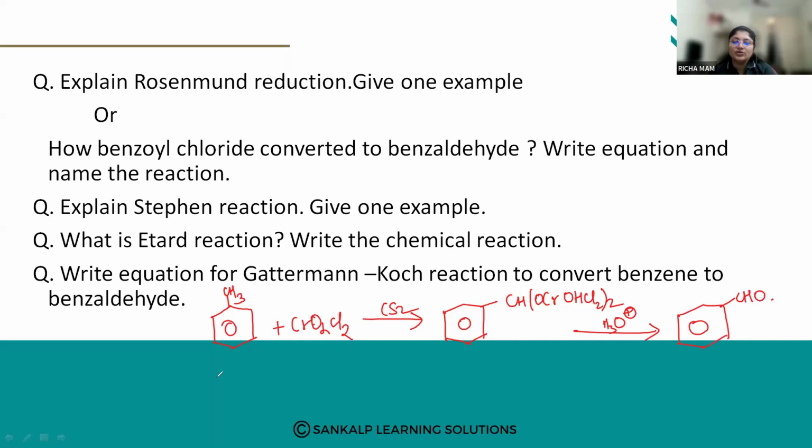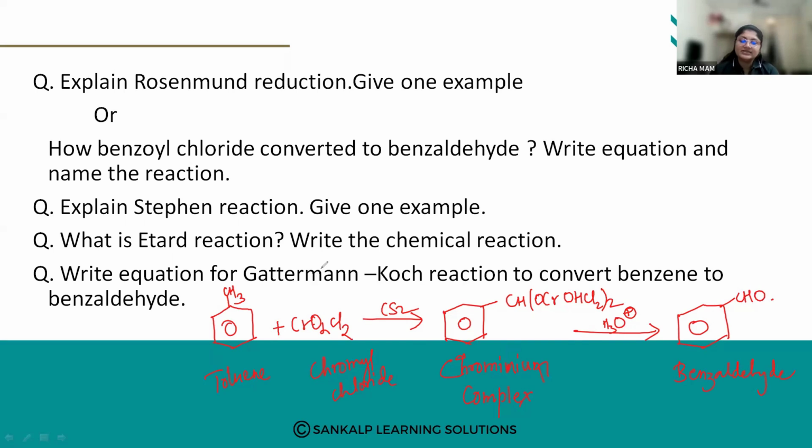Got it? So when you react toluene with chromyl chloride, I am going to get a chromium complex. This chromium complex on acid hydrolysis will give you benzaldehyde. So, toluene reacts with chromyl chloride in the presence of carbon disulfide to give a chromium complex, which on hydrolysis gives you benzaldehyde. This is Etard reaction.